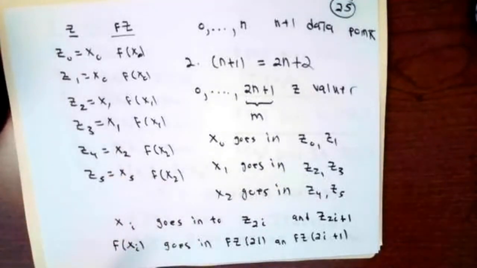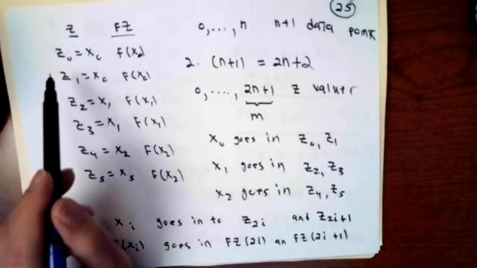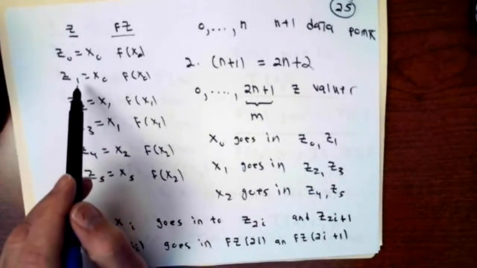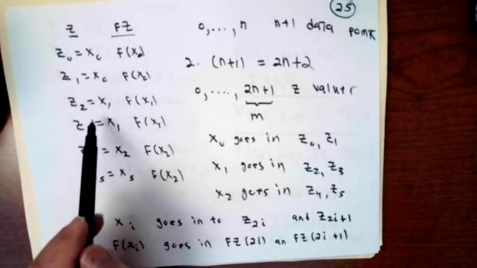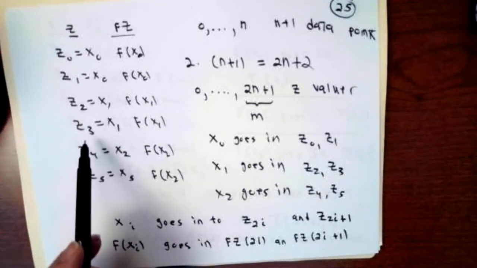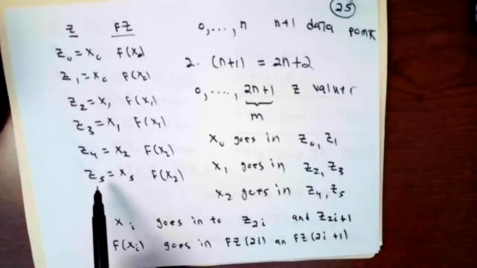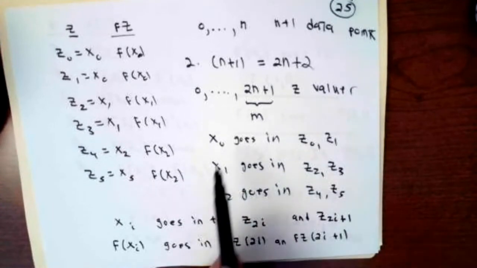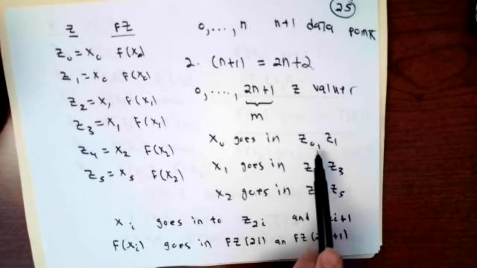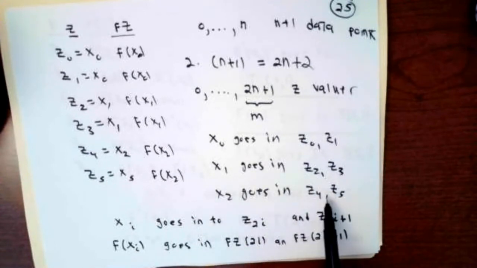If you look in the table, x0 gets stored into z0 and z1. x1 gets stored into z2 and z3. x2 gets stored into z4 and z5, and it should be pretty clear what's going on here. If you double 0, you get 0. 2 times 1 is 2. 2 times 2 is 4. So x number i is going to be stored into z number 2 times i.